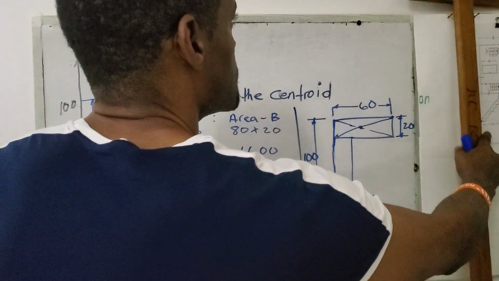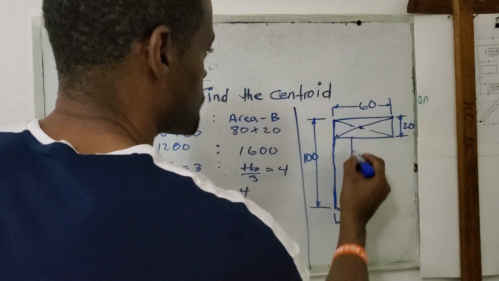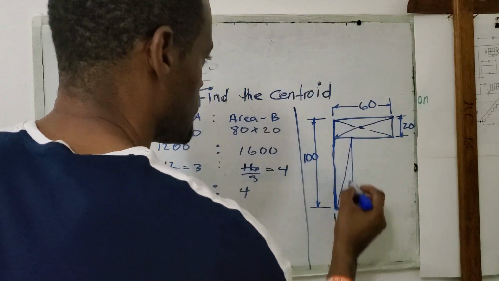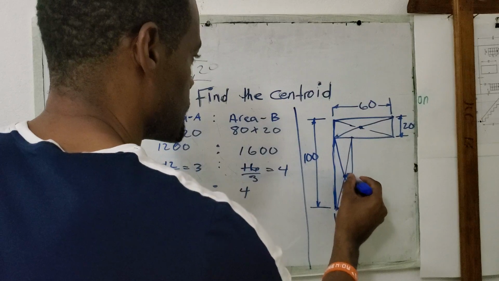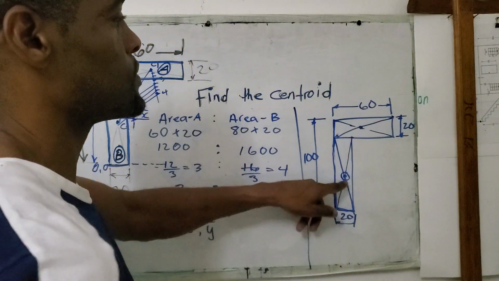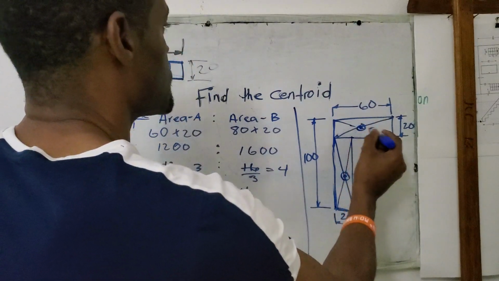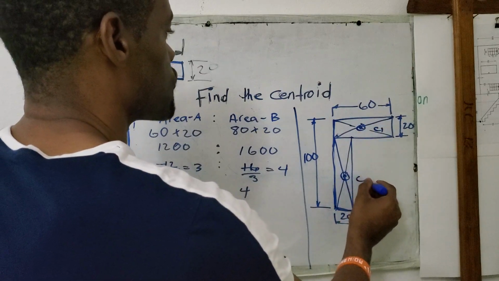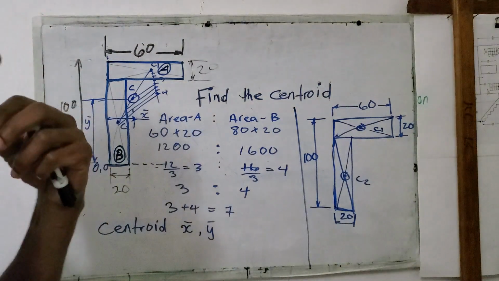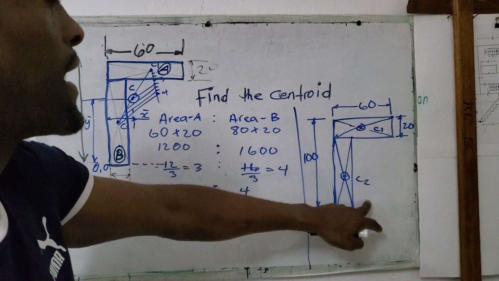Well, let me just use sketch. And here is my, let's call this C1, centroid 1, and this centroid 2. So we have centroid 1 and centroid 2.